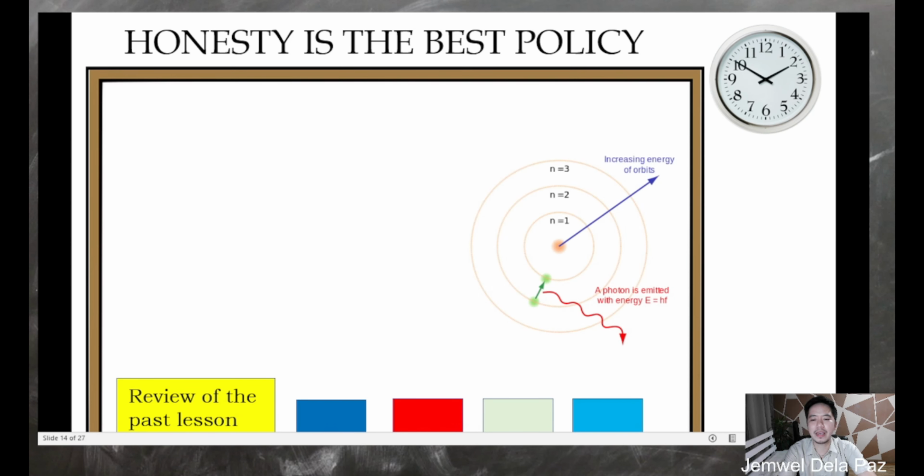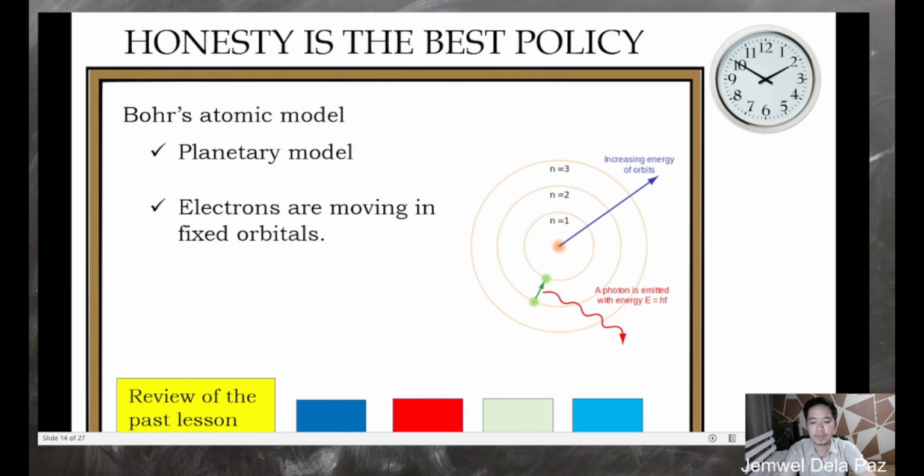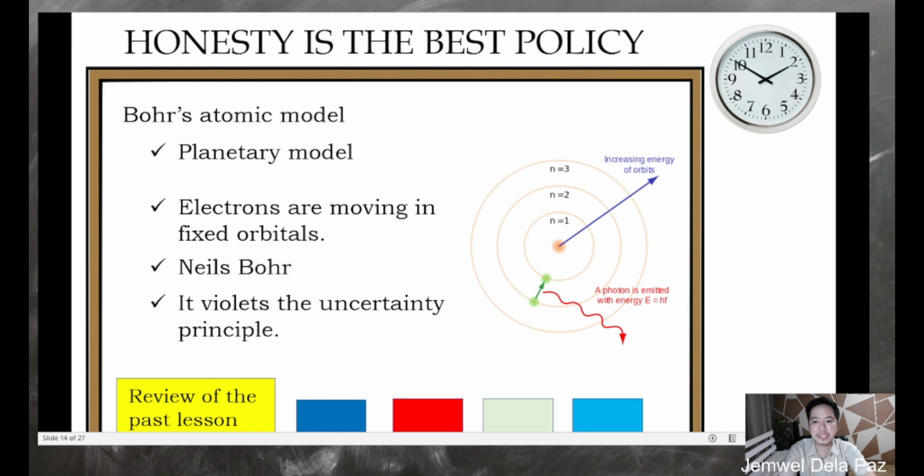The fourth atomic model is Bohr's atomic model. This is the planetary model of an atom. According to this model, electrons are moving in fixed orbitals. It was proposed by Niels Bohr, and one of its limitations is it violates the uncertainty principle.